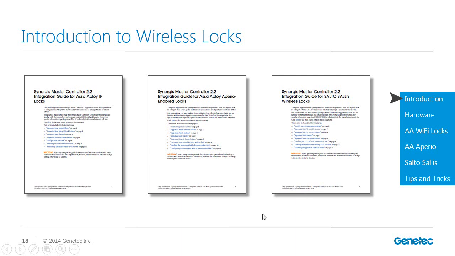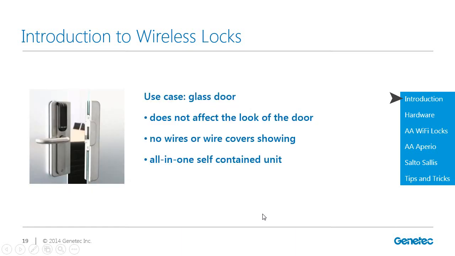Now that we know what the wireless locks can do and what the differences between them are, where would we want to use one? We could use a wireless lock pretty much anywhere we could use a wired version, but there are a few specific cases where it makes more sense to use the wireless ones. One of the first use cases would be where you have solid glass doors leading into an area, and you want to protect the area without ruining the look of the doors. So, using the wireless locks, you can secure the door without having a bunch of wires or wire covers showing, and everything will be contained in one unit without any external readers or things like that.